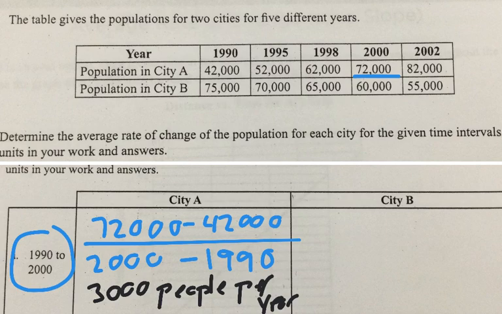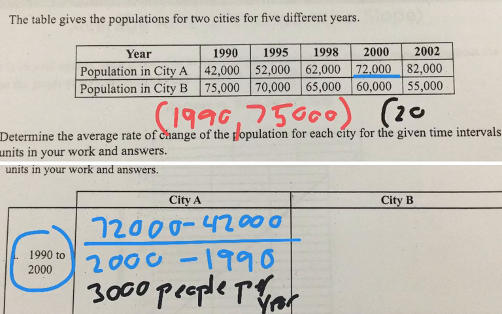All right, let's look at City B between 1990 and 2000. So again, we're doing the change in Y over change in X. So let me write it this way. What's the first ordered pair for City B? Well, in 1990, the population was 75,000. And then the second ordered pair is in 2000, the population was 60,000.